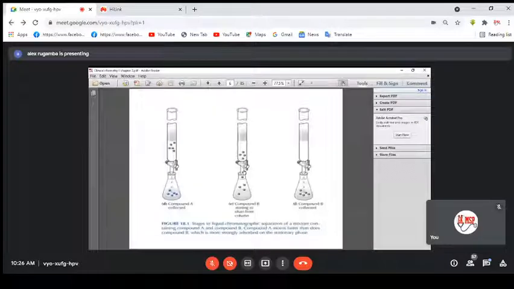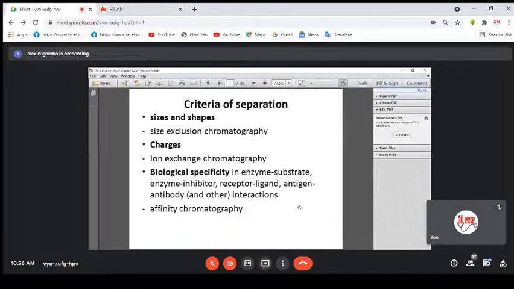And then the last one is compound B, which will be analyzed. And you know that because of a standard, we know the time for A and you know the time for B. And then we plot a curve. So the criteria of separation is this shape, of course, there is charge, there is a biological specificity, like enzyme substrate, enzyme inhibitor, the ligand, the antigen antibodies. I talked about this.